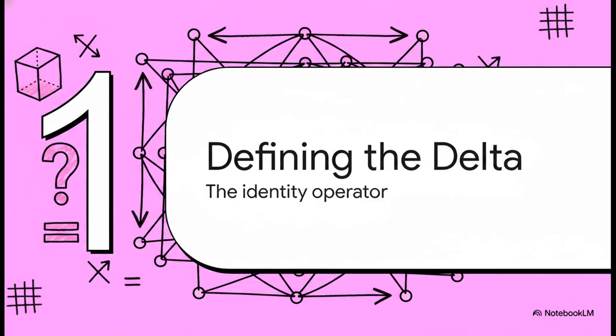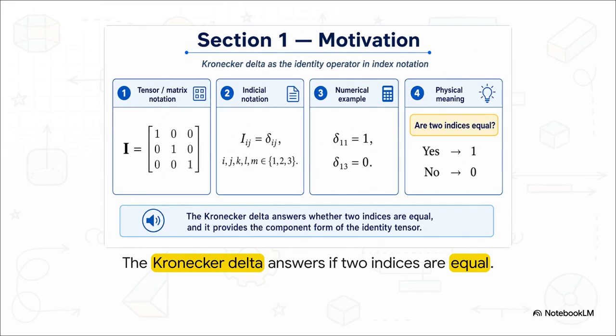Section 1. Defining the Kronecker delta, the identity operator in index notation. So, at its very core, the Kronecker delta is simply the identity operator, but written in index notation. You're probably already familiar with the second-order identity tensor. You know, big I, the 3x3 matrix with ones down the diagonal and zeros everywhere else. Well, in indicial notation, the components of this identity tensor are written as I sub ij, which is exactly equal to our star of the show, the Kronecker delta, or delta sub ij.